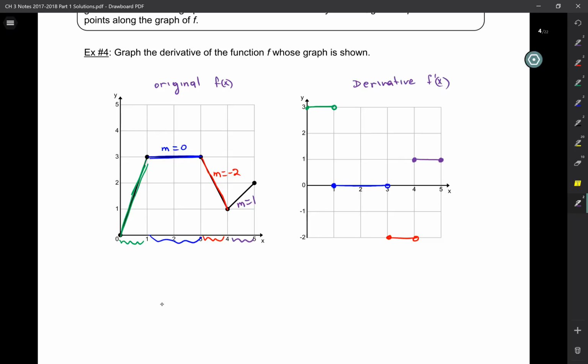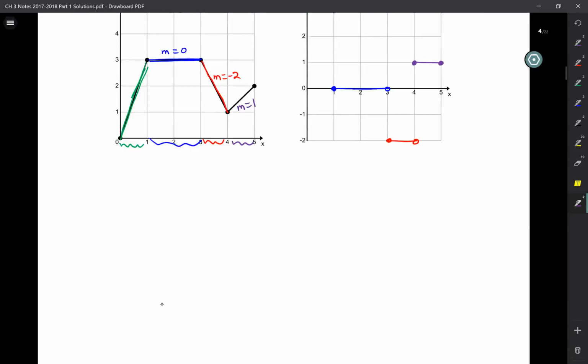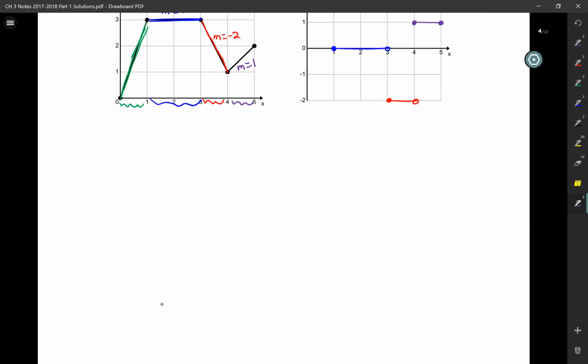How did you choose at what height to put it? The height is the slope. If m is 1, you put it at y equals 1. Why is the first one closed? The beginning and the end must be closed. In the middle, you can't have two closed on top of each other. Okay. Let's do one more.